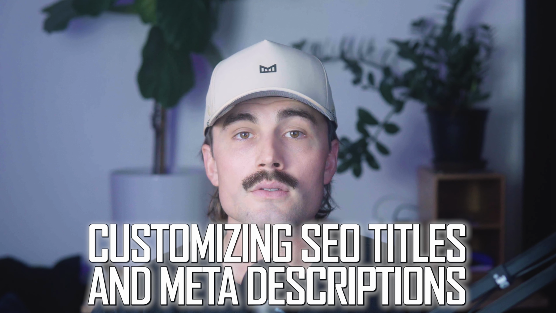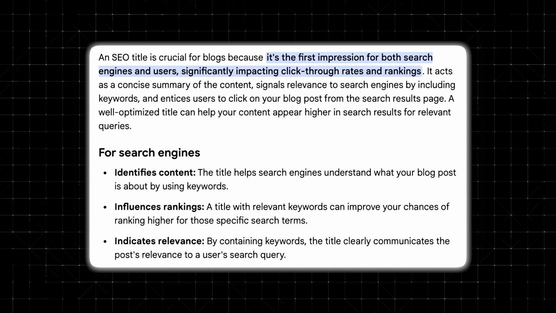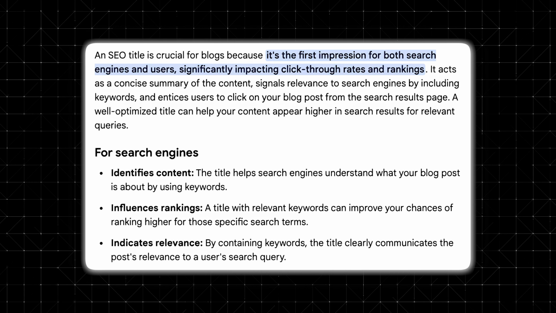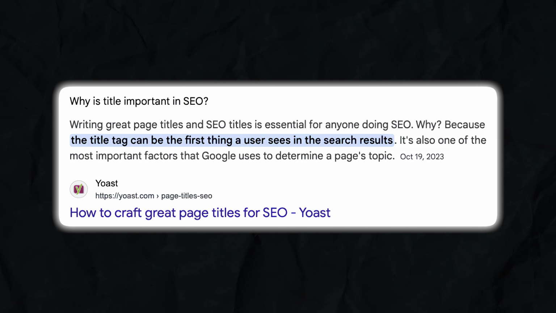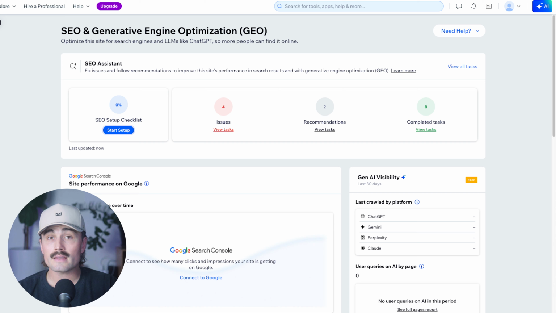Customizing SEO titles and meta descriptions. Every page, including blog posts, category pages, and tag pages, has an SEO title and meta description. These are the snippets that appear in search results. To edit them, go to your site's SEO tools or open a page's settings and find the SEO tab.